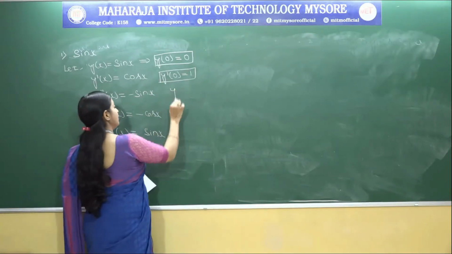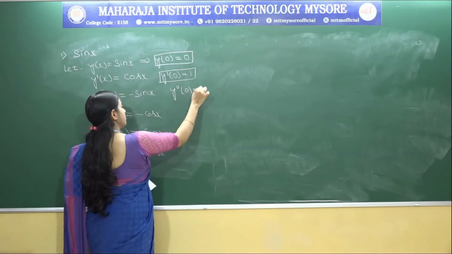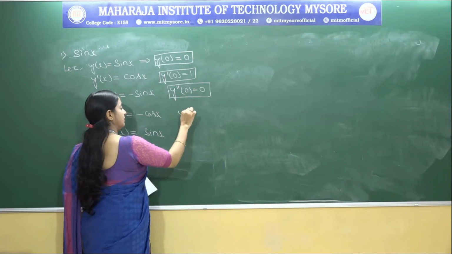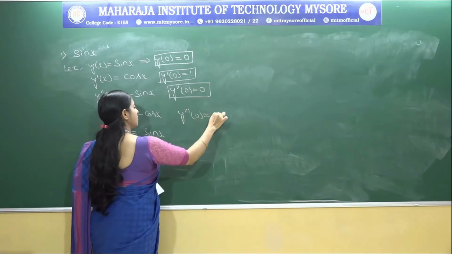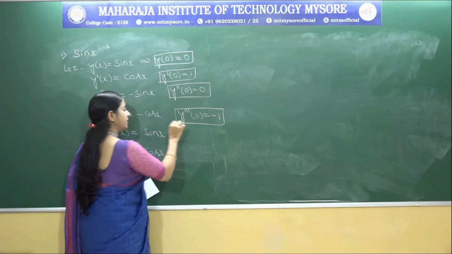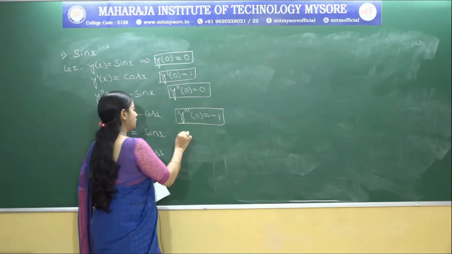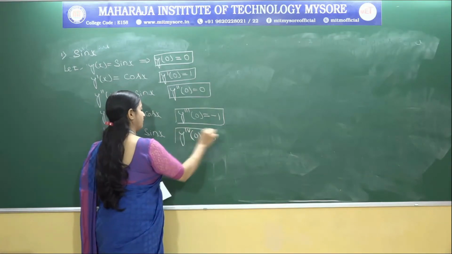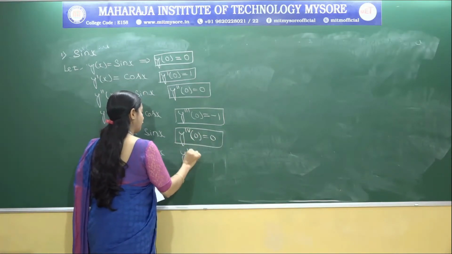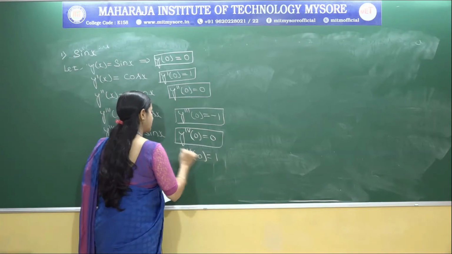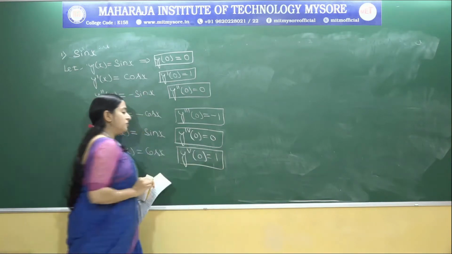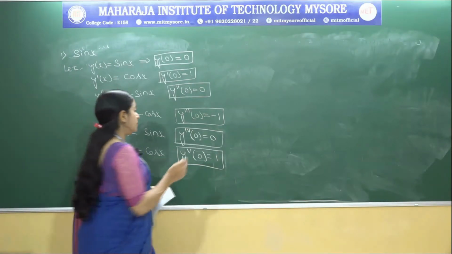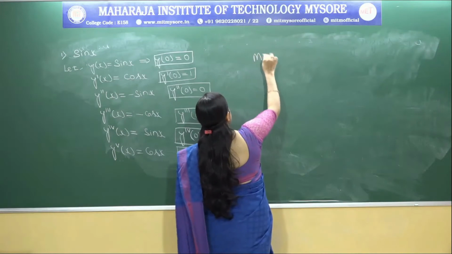Next, the second derivative, again sin 0 equals 0. Third one, cos 0 is 1, since you have the negative sign, you will get minus 1. The fourth derivative, since you have sin x, you will get 0. The fifth derivative of 0, cos 0 equals 1. The minimum 3 terms in a series you have to consider, so I consider till the fifth derivative. Then you know the Maclaurin series expansion.